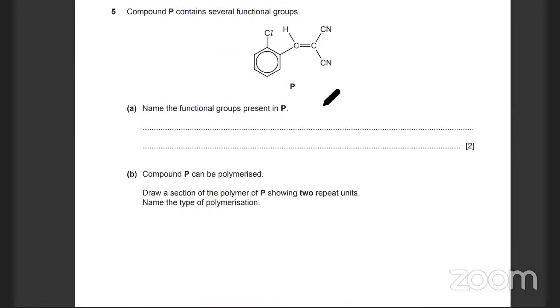He's saying the functional group present in P. So that's name the functional groups. You got a nitrile, you got an alkene, you got a benzene. Remember, benzene is a functional group as well. Compound P can be polymerized. Draw a section of the polymer, drawing 2 repeat units. So, draw the whole thing. You got a double bond. You got a CN on top, a CN at the bottom. You got an H over here. And I'll just write a condensed form that's C6H4, and you got 1 Cl.